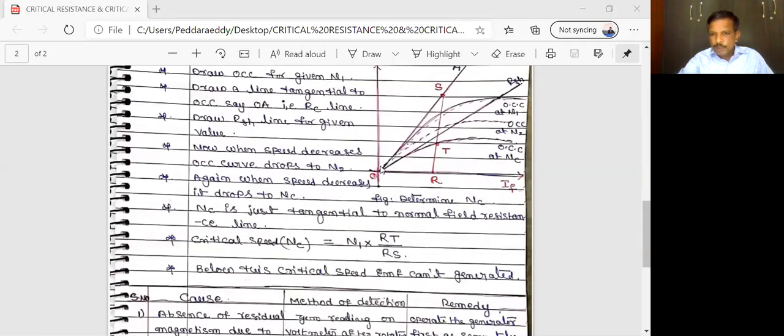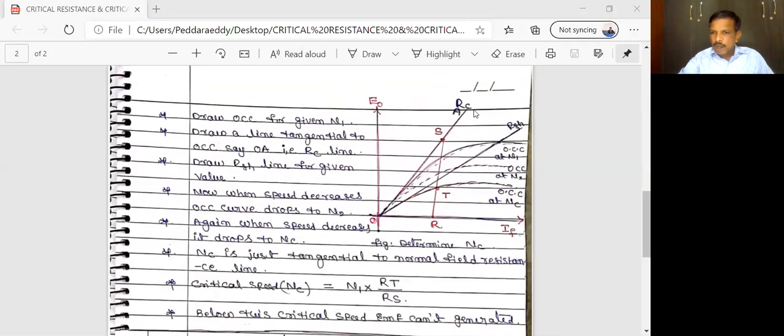So this is the OCC curve, open circuit characteristic curve. This is the RC line. This line touches only the initial part of the OCC curve. See, here it deviates. So the curve which touches the initial part of the OCC curve is called the critical resistance line or critical resistance curve. Okay, are you clear now?